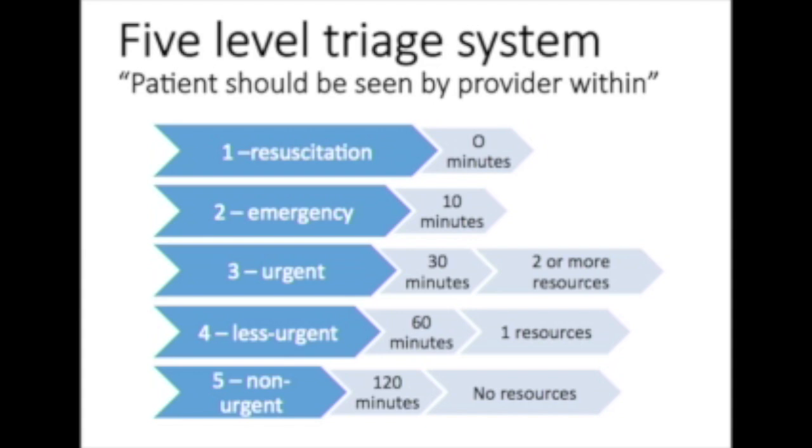The third one is urgent, which means that the patient will need at least 2 or more resources, and we'll discuss resources a little bit later on. This patient is safe to wait, potentially in the waiting room, for a provider. The nurse can go ahead and start any kind of protocols that may be standing depending on the complaint of the patient. The next level is 4, which is a less urgent patient.